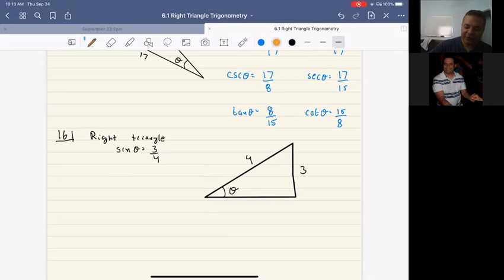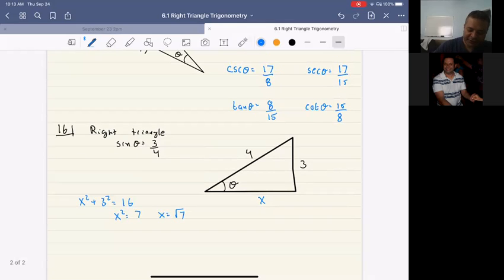Let's call this side x, and we've got to find x. Remember, x squared plus 3 squared equals 16, so x squared should equal 7. x is the square root of 7. Now we can find all our trigonometric functions.